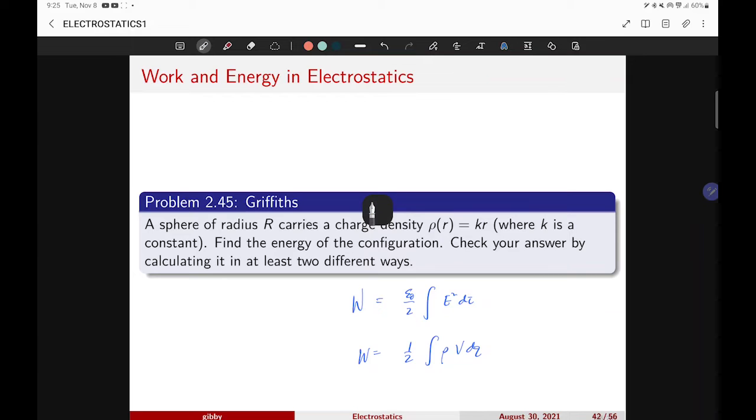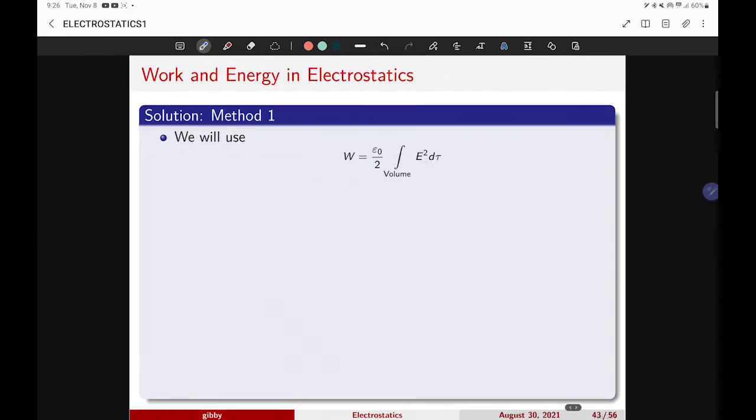But we will use a different method. We'll make use of this equation first and then this equation. To check our answer, they should both give the same result. So let's take a look at method 1. We will use this expression. The electric field can be determined by using Gauss's law.